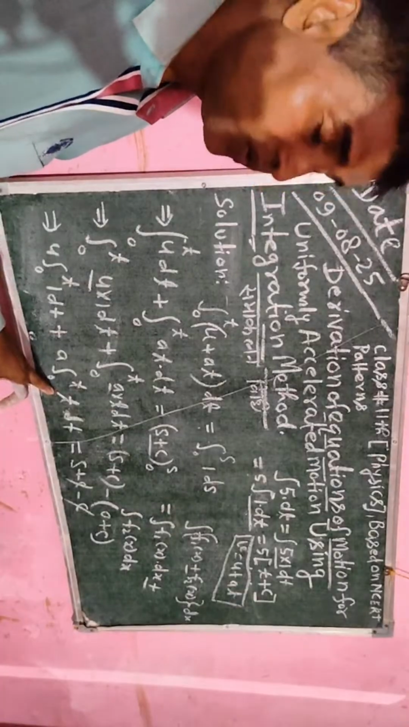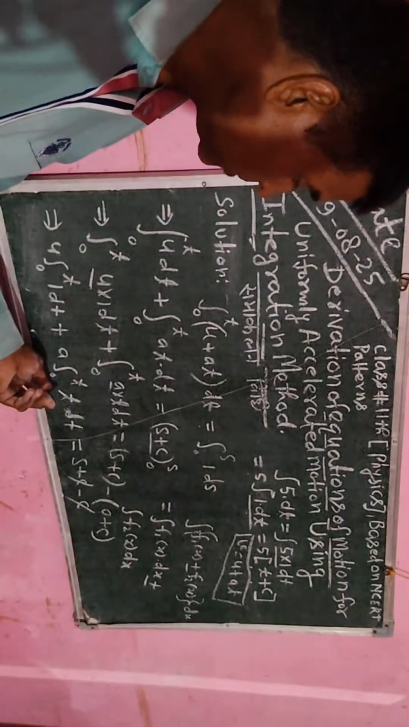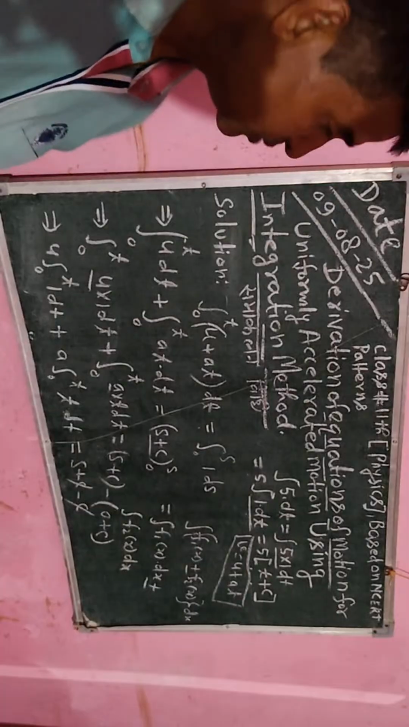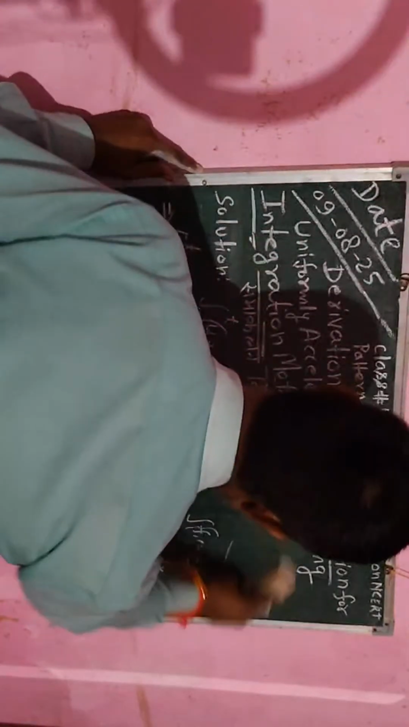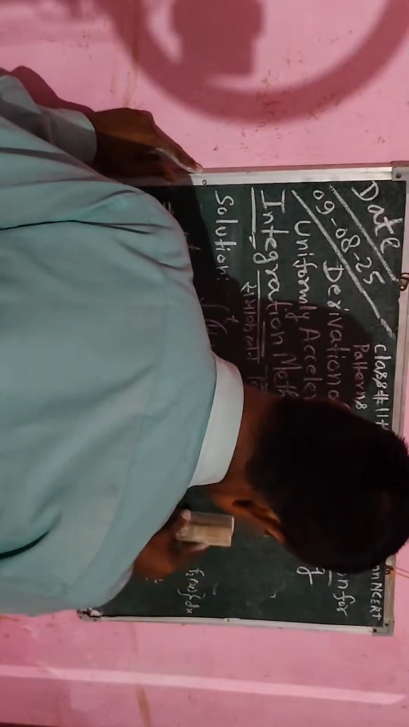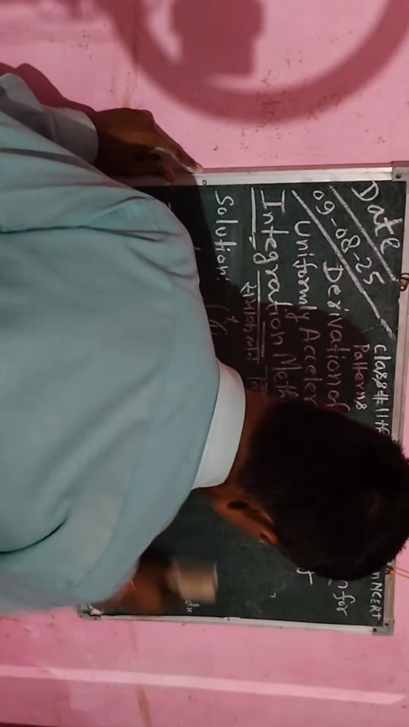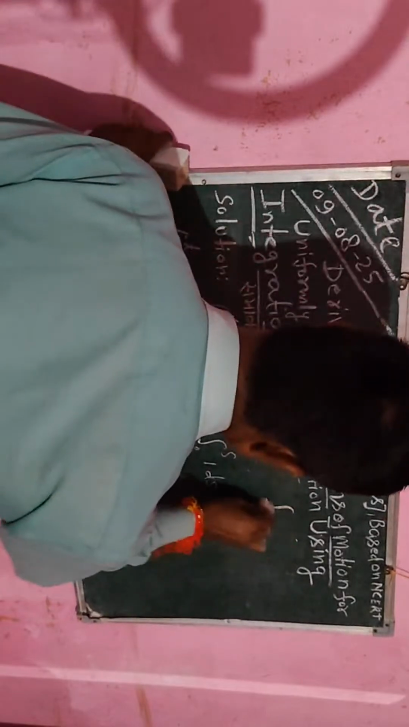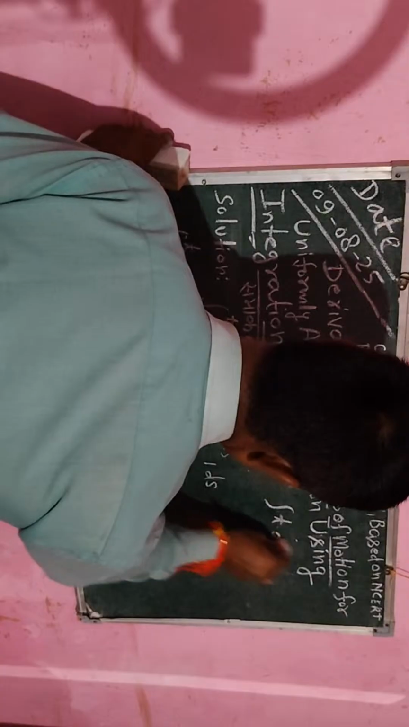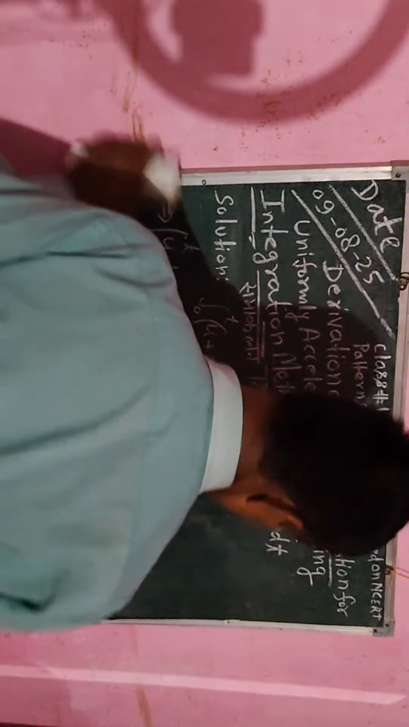Now here one integration concept is also available. That concept I will explain here, and then I will reach the destination positively. So if the integration of t, here I have to write the integration of t with respect to t.